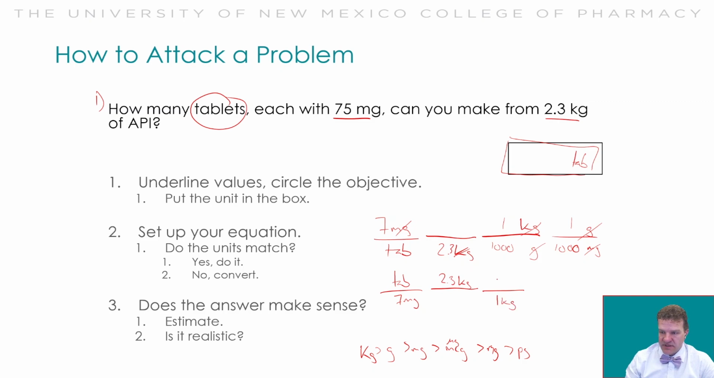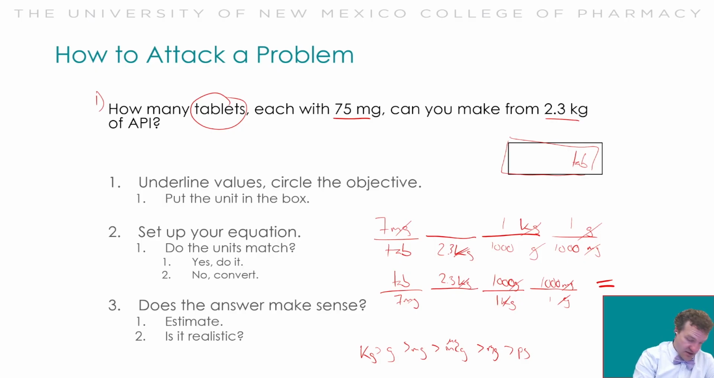1 kilogram is 1,000 grams. 1 gram is 1,000 milligrams. Okay, let's make sure things cancel. Now we have tabs on top, so we can just solve.